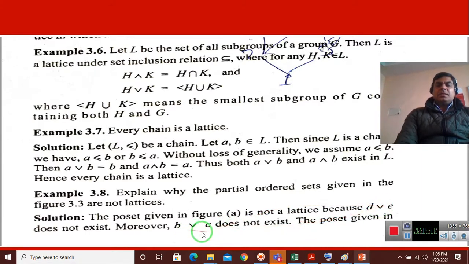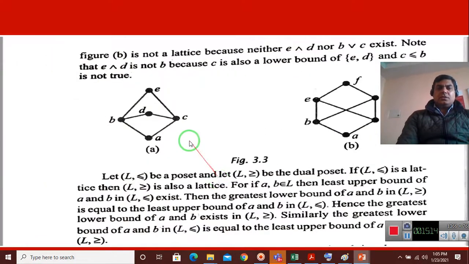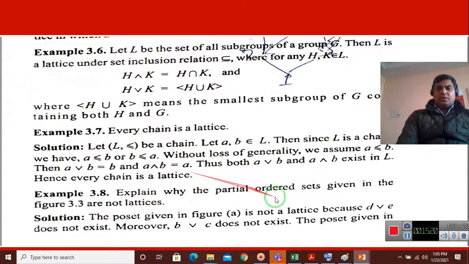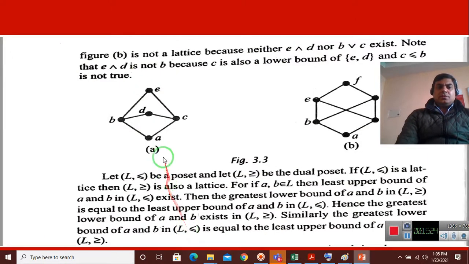D and E, and B and C, are non-comparable. D and E, they are not comparable. B and C, they are not comparable.